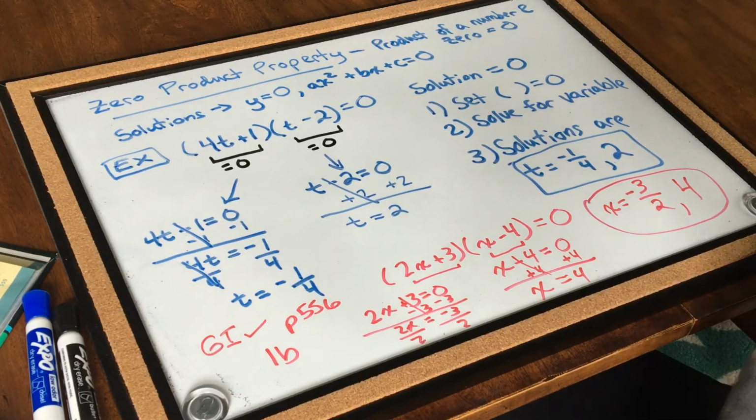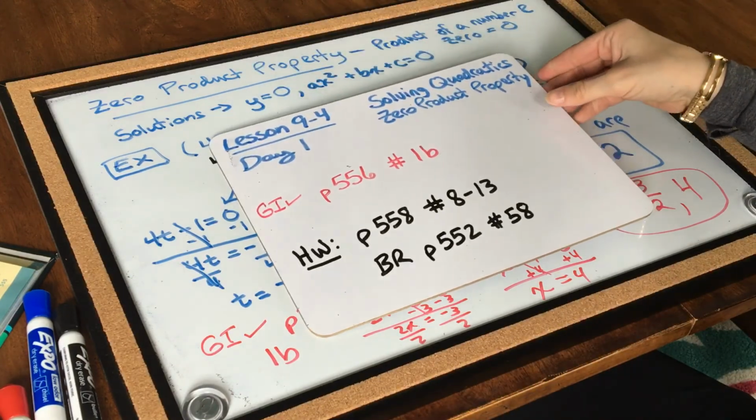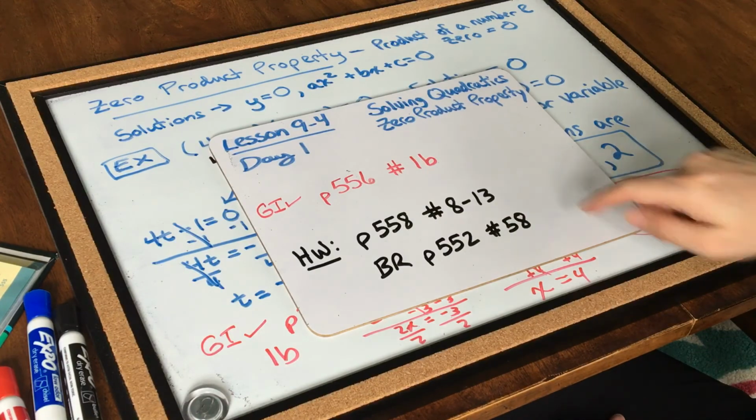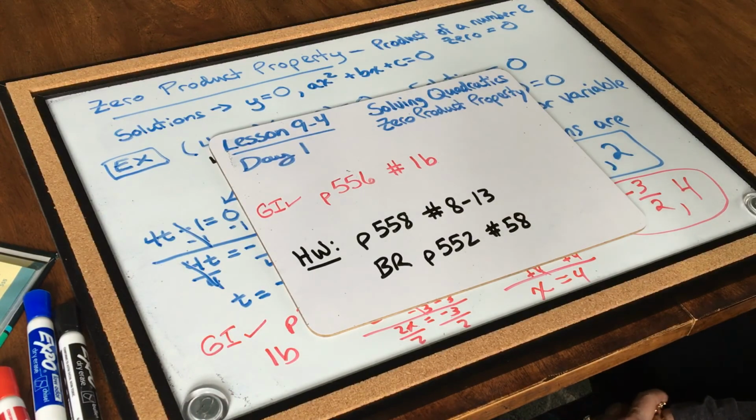All right, so it is time for homework. Your homework is page 558, numbers 8 to 13, and your bell ringer is page 552, number 58. Don't forget 3 sentences.